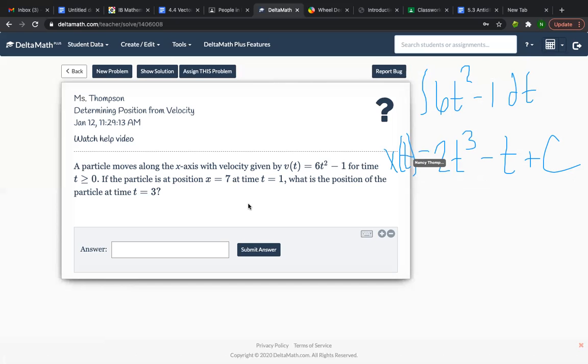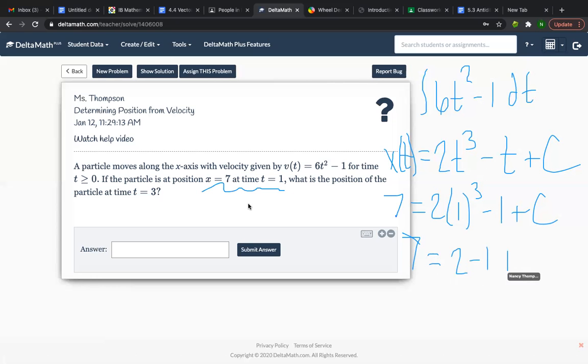So I've been given this equation for x of t, and they give me a point. They tell me when t is 1 that it equals 7. So I can plug it in. And that allows me to solve for my c value. So I have 7 is equal to 2 minus 1 plus c, which means 6 is equal to c. So now that I have my c value, I can plug it back into this equation.